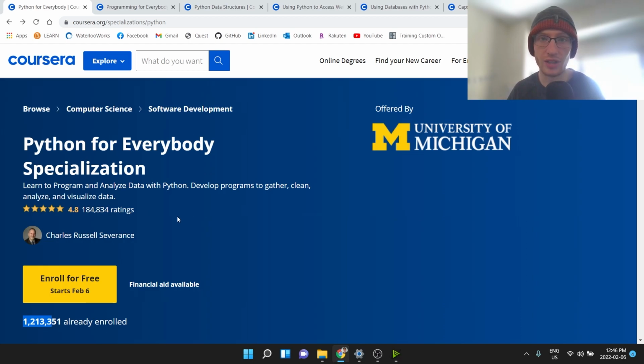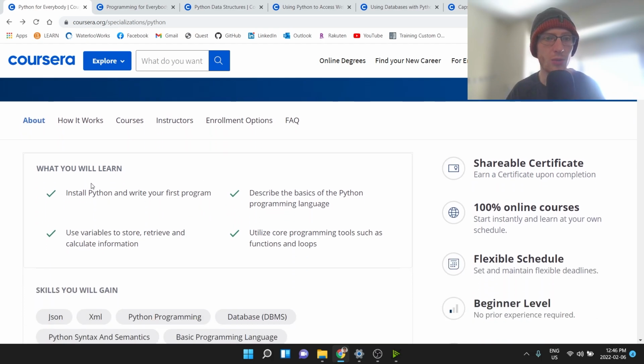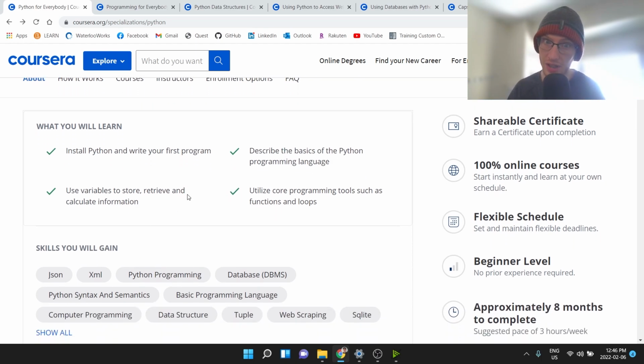Well, I think it's a good idea to go over all the material. The rating is generally like, if people think that they had a good experience, then they're going to rate it pretty well. But that doesn't necessarily mean they have the whole picture, and so I want to just review everything there is to go. So, what you're going to learn: install Python, I sure hope so. Describe the basics of Python, I sure hope so. Use variables, again, I really hope so. And functions and loops, okay?